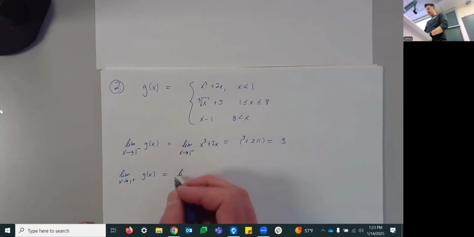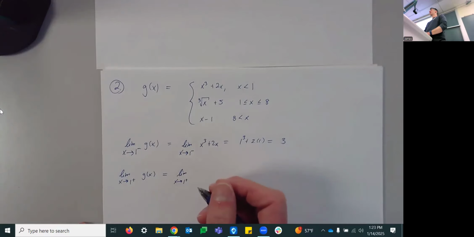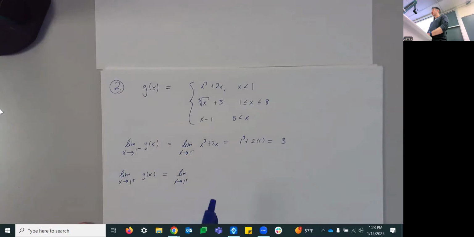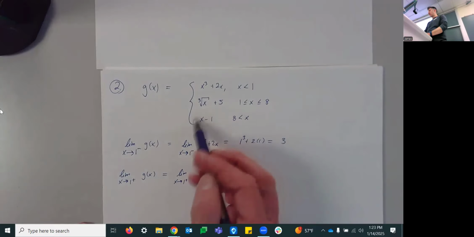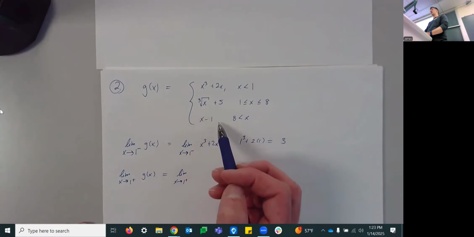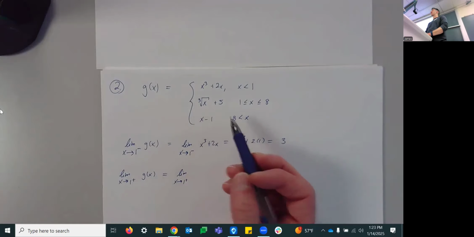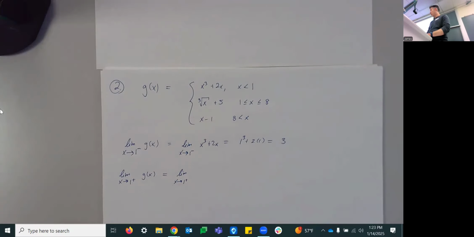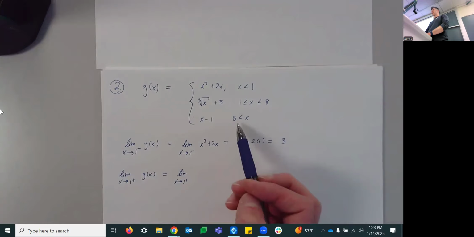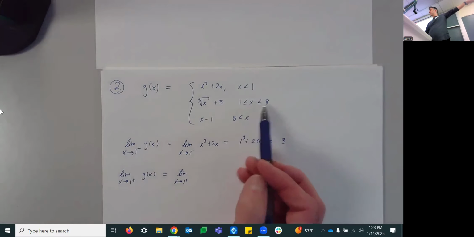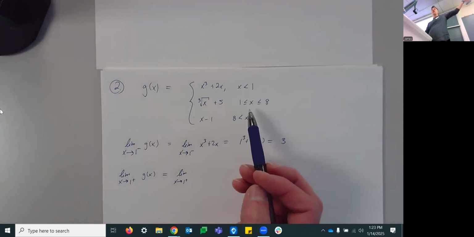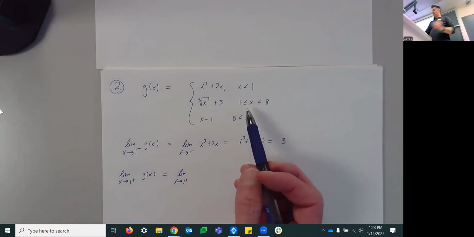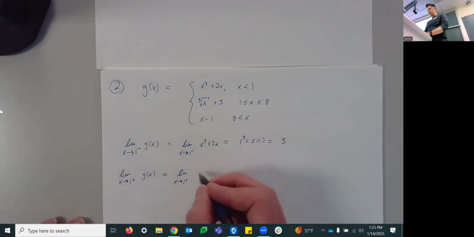So if we take the limit as x approaches 1 from the right of g of x, we're on the right-hand side of 1. Now, technically, both of these pieces are on the right-hand side of 1. But we're not just on the right-hand side of 1, we're trying to get really, really close to 1. So it can't be this piece where we're beyond 8. It has to be this middle piece where x is getting really, really close to 1 on the right-hand side of 1. So we're going to use this piece of the function, cube root of x plus 5.